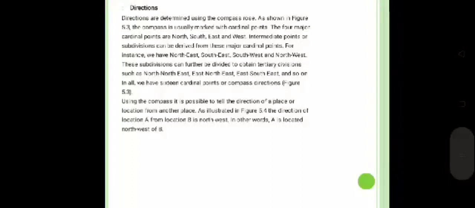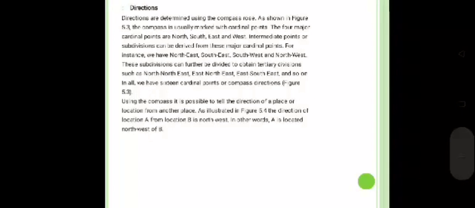Directions. Directions are determined using the compass rose. As shown in figure 5.3, the compass is usually marked with cardinal points. The four major cardinal points are north, south, east, and west. Intermediate points or subdivisions can be derived from these major cardinal points. For instance, we have northeast, southeast, southwest, and northwest.